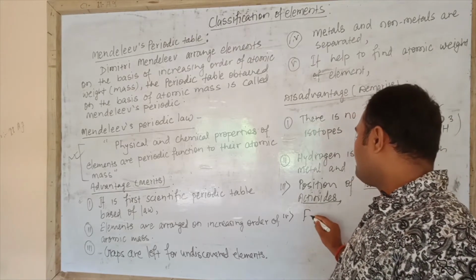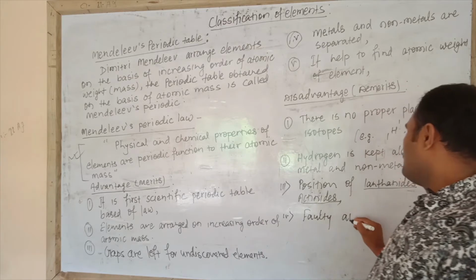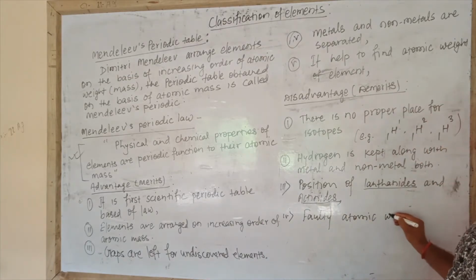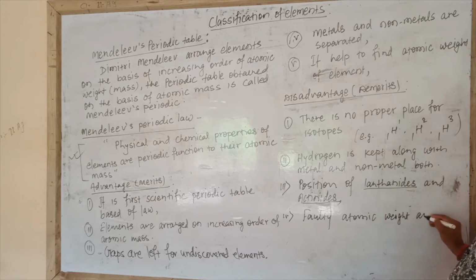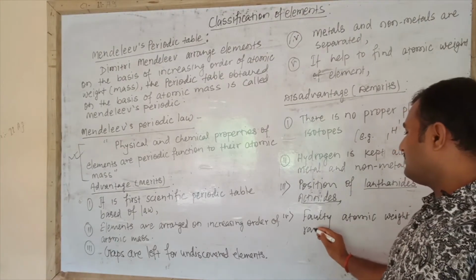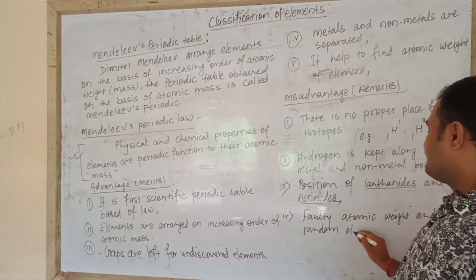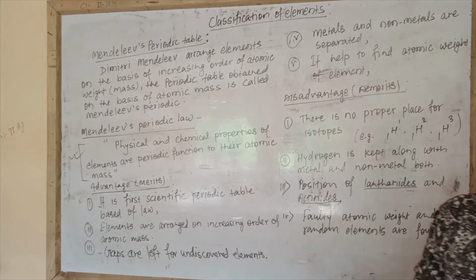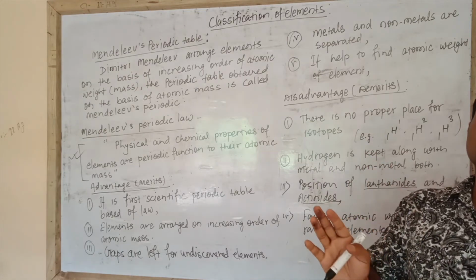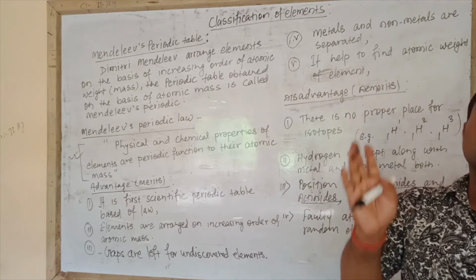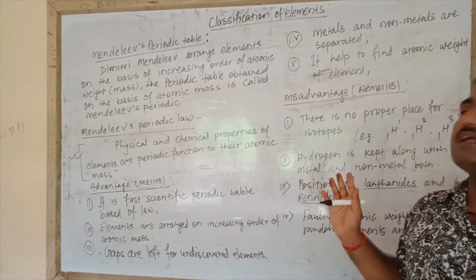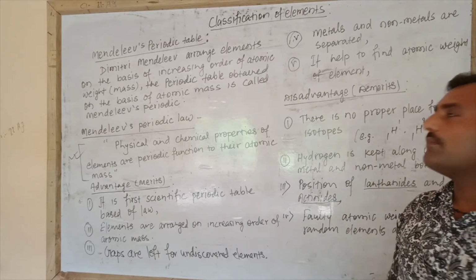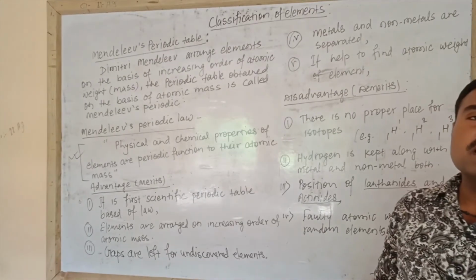After that, faulty atomic weights and random elements are found in it. Later, when new elements are discovered and faulty atomic weights cause problems, heavier elements are kept before lighter elements. These are called the common disadvantages of the Mendeleev periodic table.